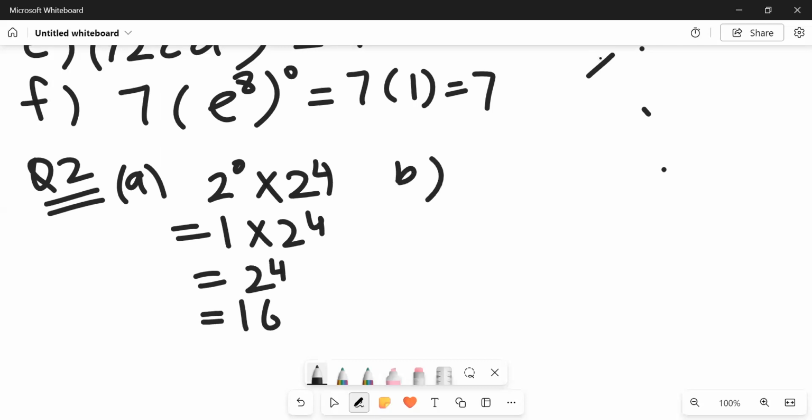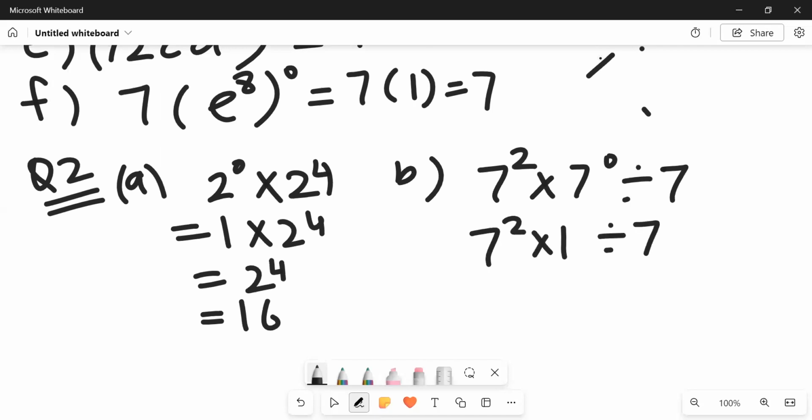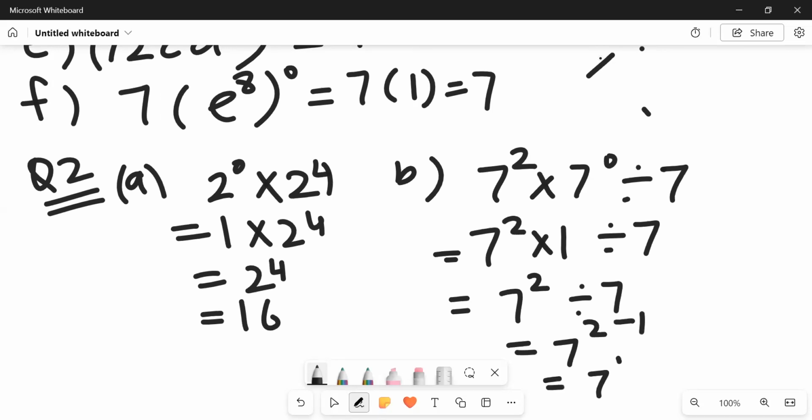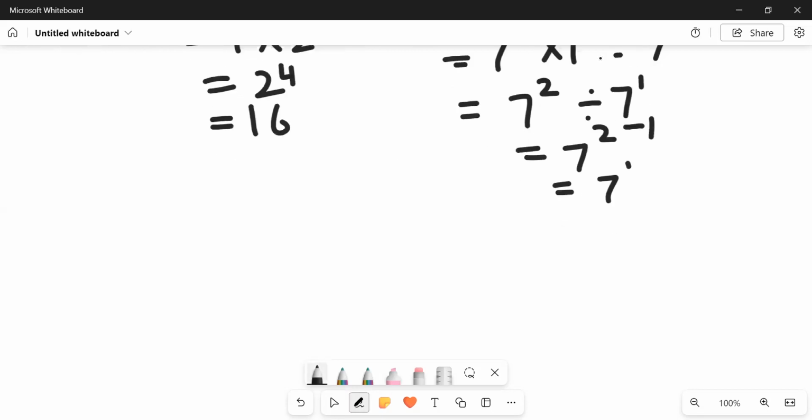And then it will be 7 power 2 multiplied by 7 power 0 divided by 7. It will be 7 power 2 times 1 divided by 7. Now it is 7 power 2 divided by 7, and this is 7 power 2 minus 1. It will be 7 power 1, because there is a division sign between them, so 7 power 2 minus 1 is equal to 7.